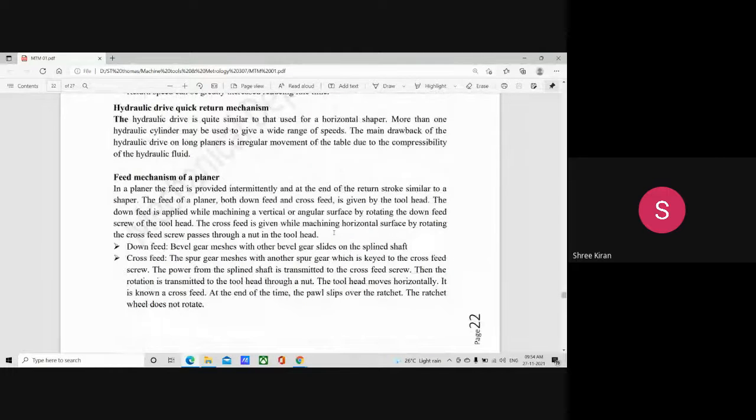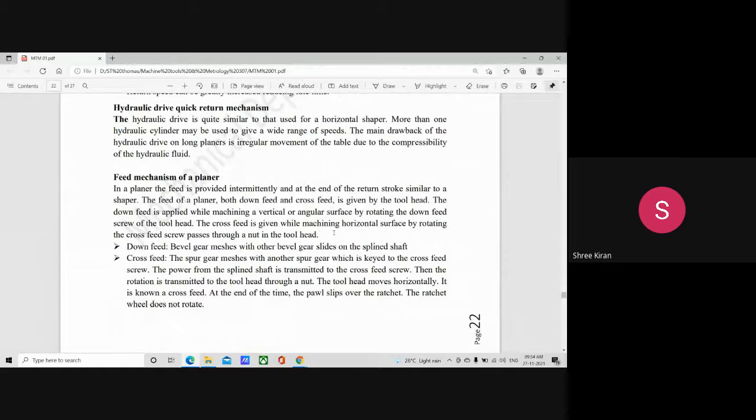In the case of a hydraulic drive quick return mechanism, the hydraulic drive is quite similar to that used in a horizontal shaper. We are comparing with a shaper machine, which we discussed in the last class. More than one hydraulic cylinder may be used to give a wide range of speeds.